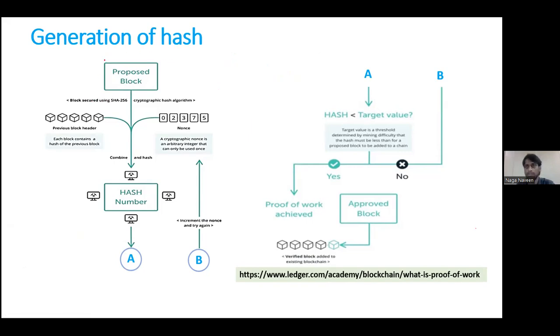Now let us say this is the proposed block. This block is secured using the SHA256 cryptographic hash algorithm, which we are using here. Now, as I said, nonce is used, and the previous block header, that is the previous block hash, is used. For the definition, a cryptographic nonce is an arbitrary integer that can only be used once. As I said, it is a unique random number.